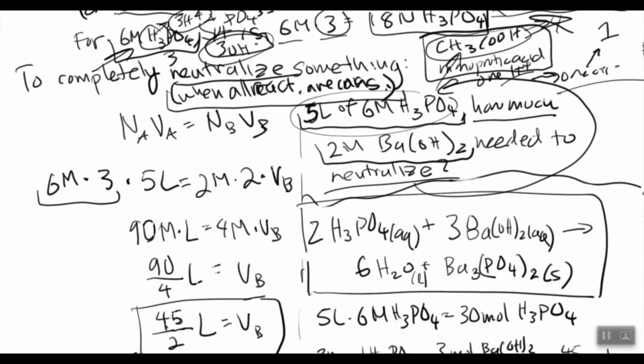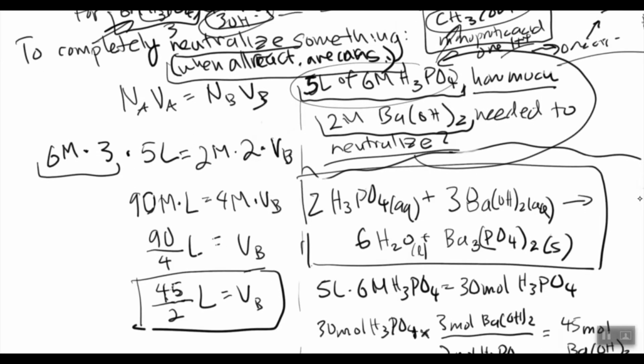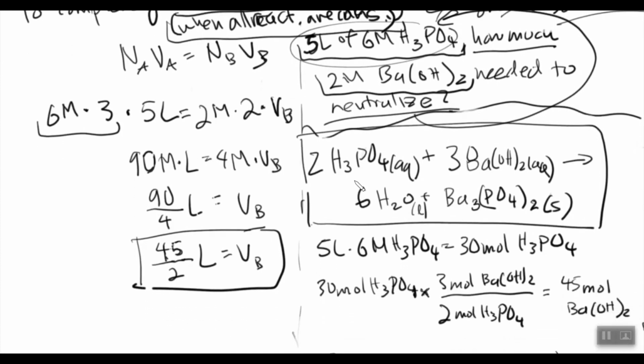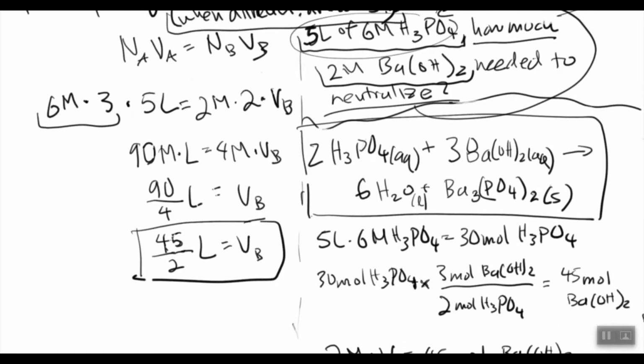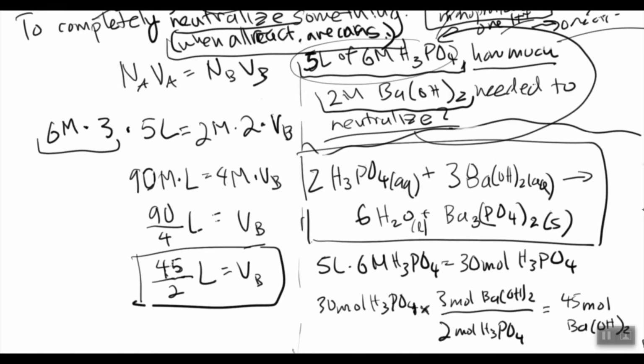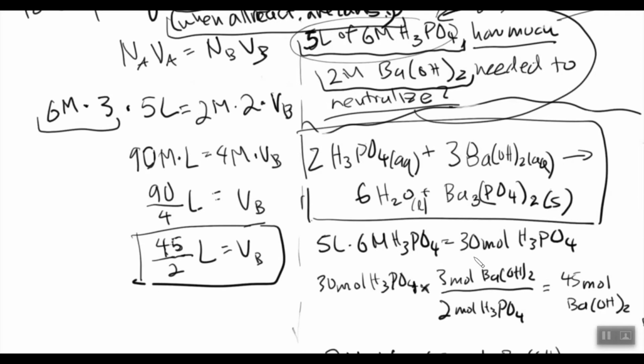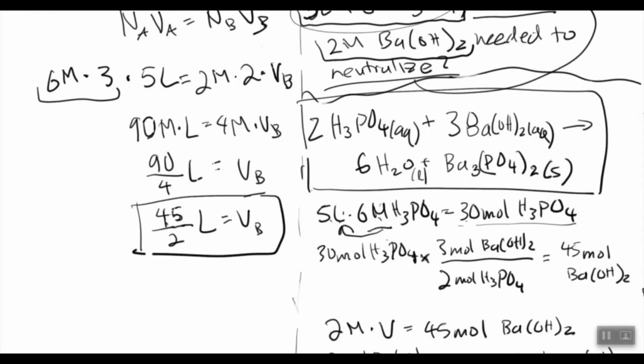So what I want to do first is find, well, how many moles of H3PO4 do I have? To do that, we know that to get the number of moles, we take the molarity and multiply it by the volume. And note that the volume should be in liters because molarity is moles per liter. And you multiply by liters, the liters cancel out and you're left with moles. So 5 liters times 6 molar of phosphoric acid is just 30 moles of phosphoric acid.